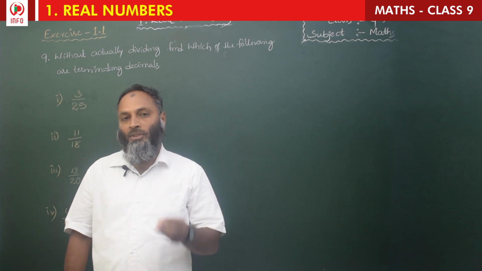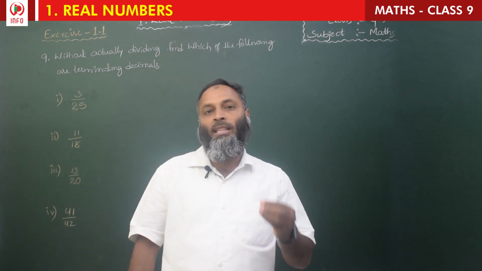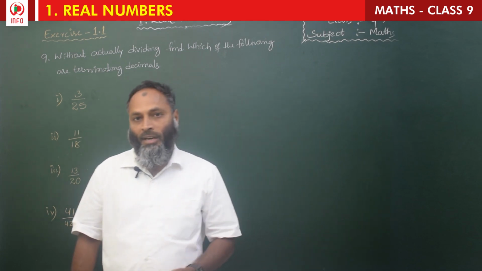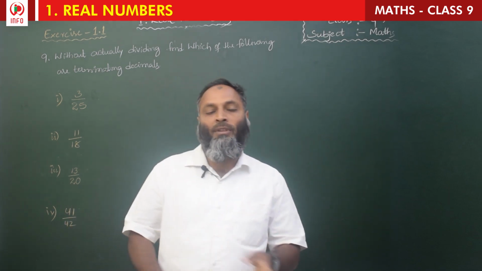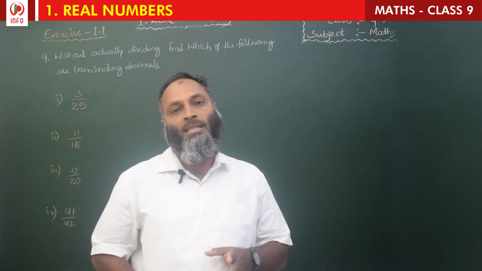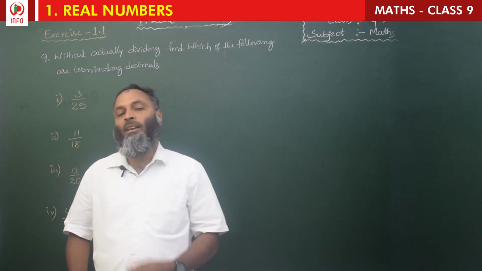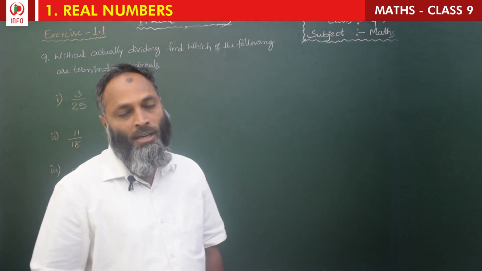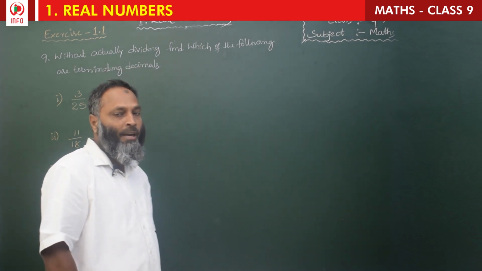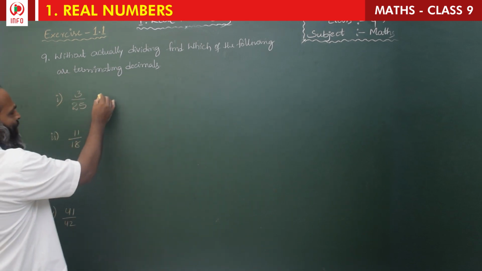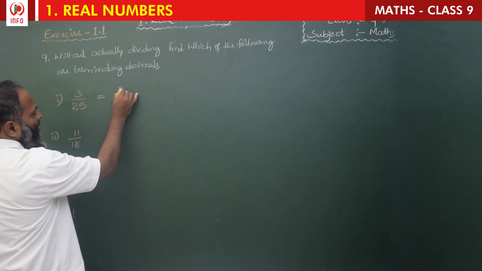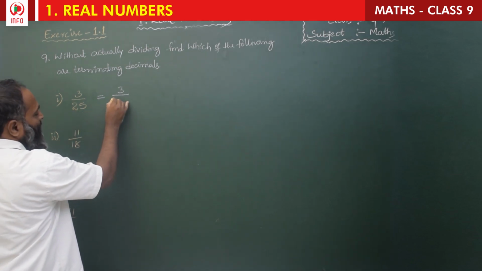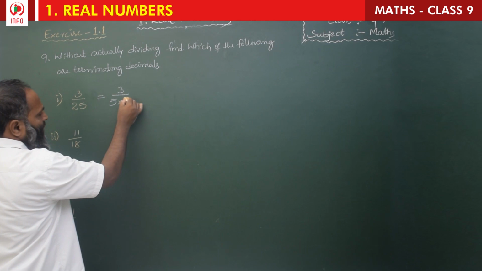So first we should check whether the denominators are a product of 2's, or a product of 5's, or a product of 2's and 5's. If the combination is like this, then we can write the fractions, meaning rational numbers, as terminating decimals. Otherwise, they are non-terminating repeating decimals. See here, 3 numerator we should take as it is, and 5 we can write as a product of 5's. 5 5's are 25.